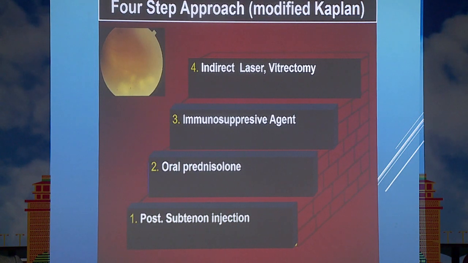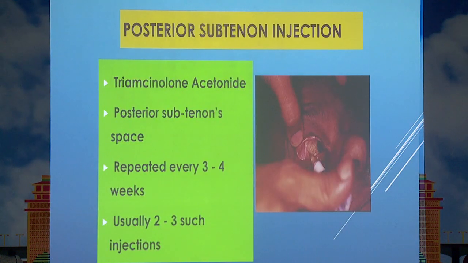If you go by the Kaplan's 4-step approach, we start with posterior subtenon injections. If the patient is not responding, we move over to oral steroids. If still it's further detrimental, then we give immunosuppressive agents, and ultimately for complications we go for indirect laser and vitrectomy. A few words about the posterior subtenons.